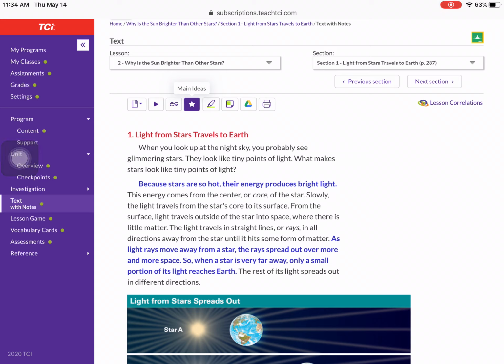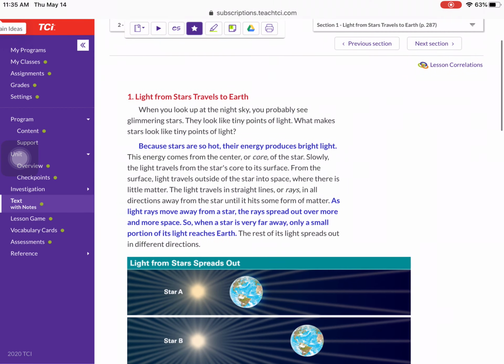When you look up at the night sky, you probably see glimmering stars. They look like tiny points of light. What makes stars look like tiny points of light? Because stars are so hot, their energy produces bright light. This energy comes from the center, or core, of the star. Slowly, the light travels from the star's core to its surface.